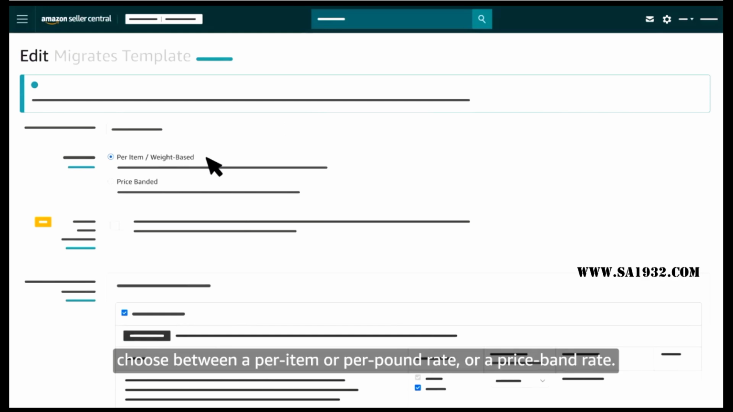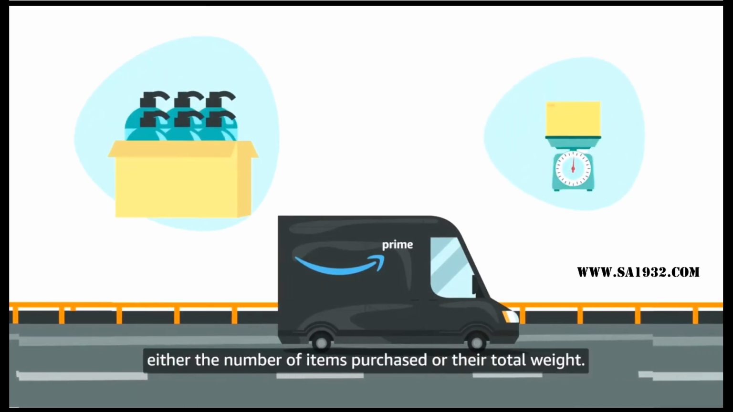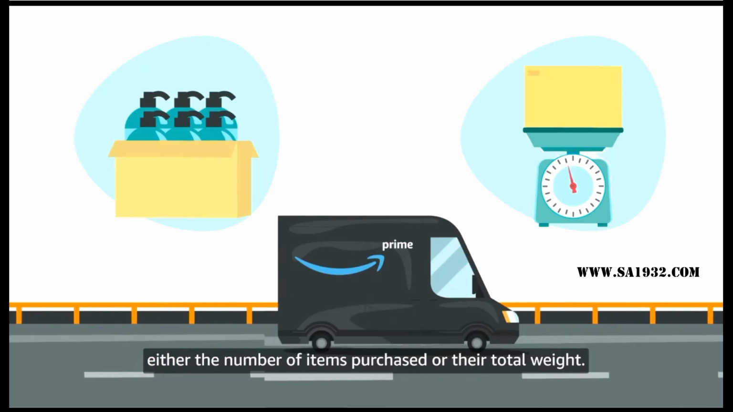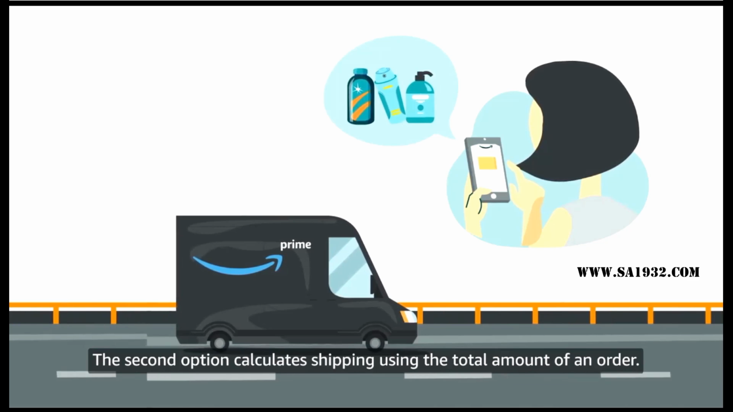Choose between a per item or per pound rate or a price band rate. The first option calculates customer shipping using either the number of items purchased or their total weight. The second option calculates shipping using the total amount of an order.